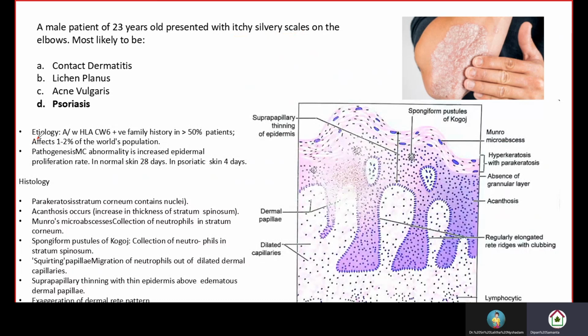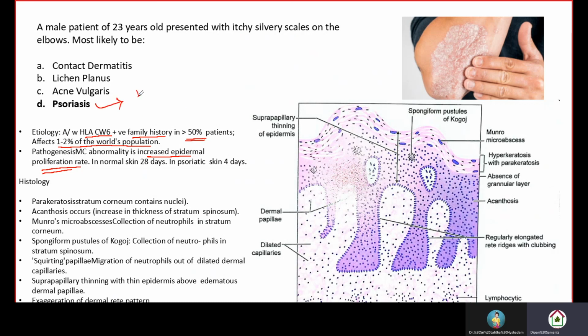Now, etiology is associated with HLA-CW6 positivity, with family history in more than 50% of patients. It affects 1 to 2% of the world's population. The most common abnormality is increased epidermal proliferation rate. We have done this in the previous class. The turnover time decreases. Mitotic activity in psoriasis increases.